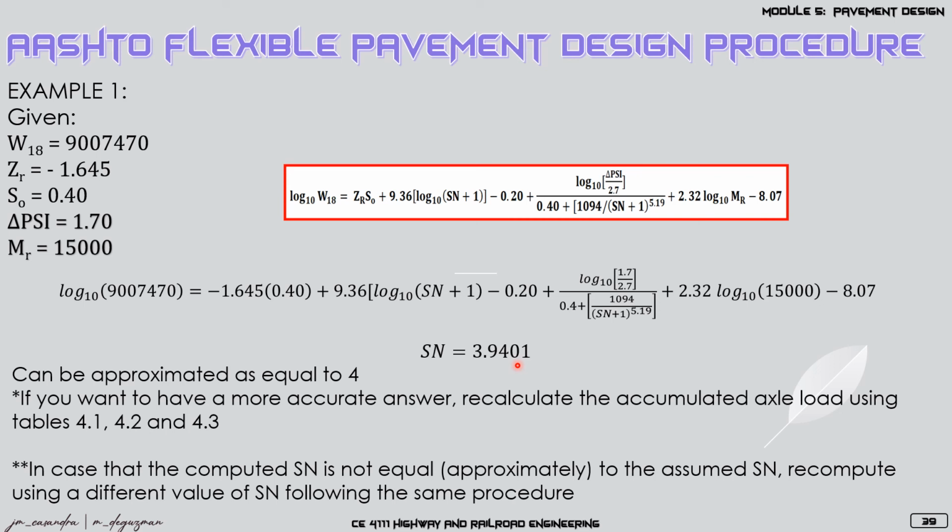So we'll have other examples later on that would deal with the same problem, if our assumption is different from our computed value. Pero in this case, 3.94 is approximately equal to 4, so we stop at this value already.